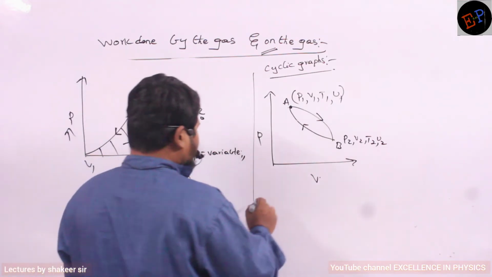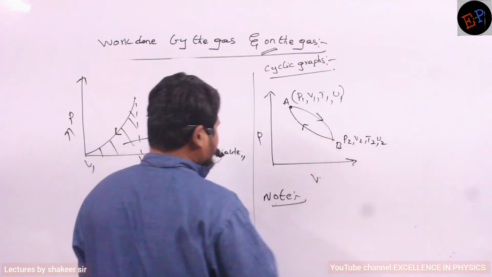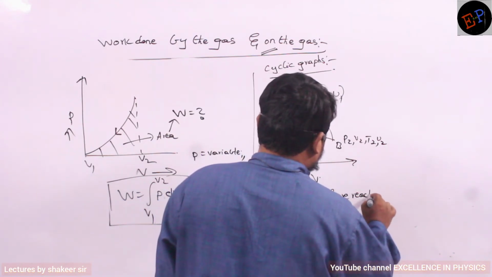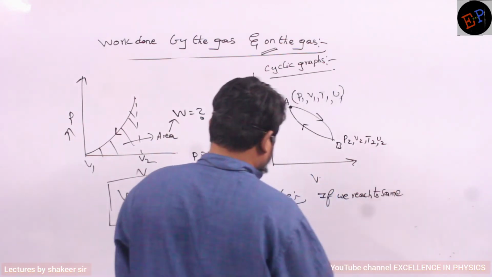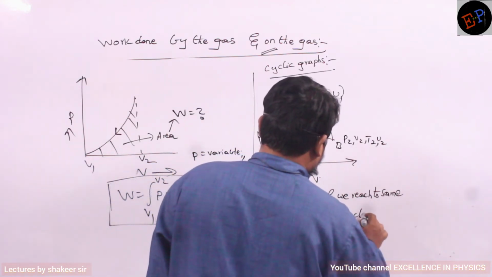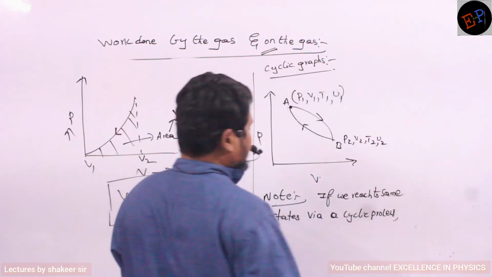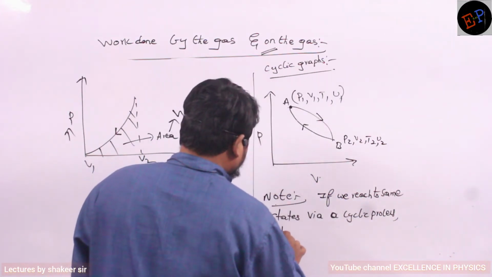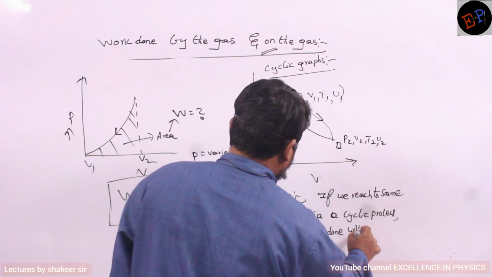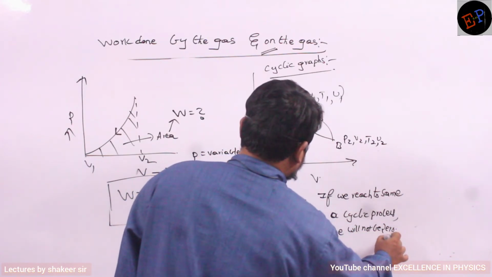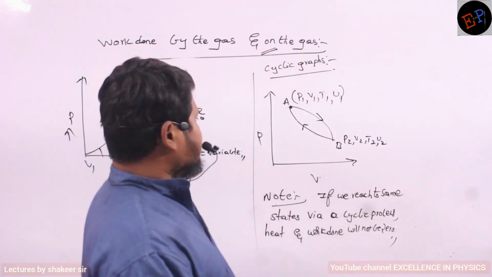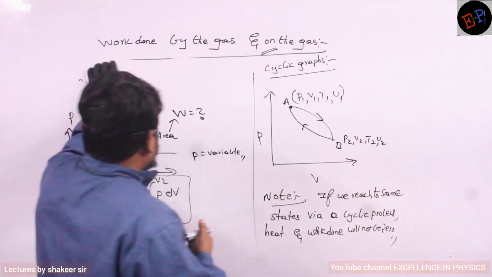So first make a note of that point once again. What is the note point here? We have to write the note point: if we reach the same states via a cyclic process, heat supplied and work done will not be zero. They are not zero. They depend on what? They depend on the process. So let us see what the process is here. Understood, no?